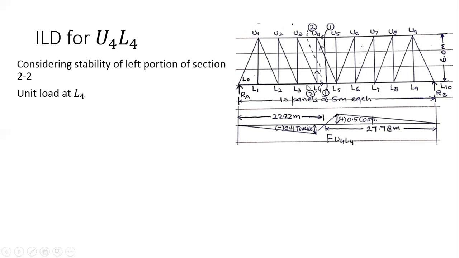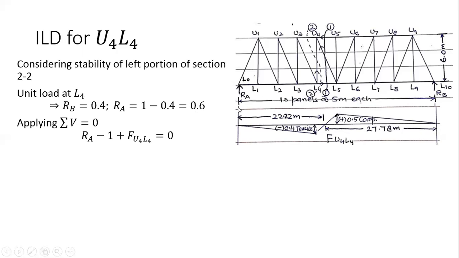So that's why I first apply the unit load at the point L4 here, and first calculate the reactions. So these are my reaction values. Then applying sigma V equal to 0, my load is here. How is it? Ra is upside, so this is my plus. Load here at the downside, so this is my minus. Plus this is my force. I assume it as up, away from the joint. So this is F U4 L4 is equal to 0.